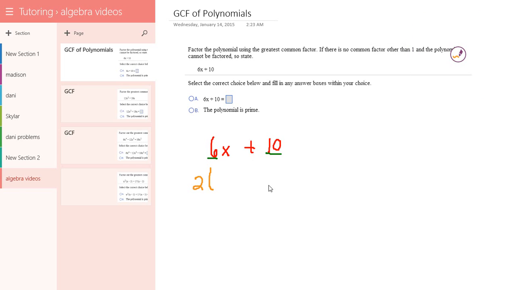So you pull the 2 out, and then you are left with some terms. The way that you get those terms is you divide by 2. 6 divided by 2 is 3. That leaves an x, plus 10 divided by 2 is 5. The answer: 2 times (3x plus 5).